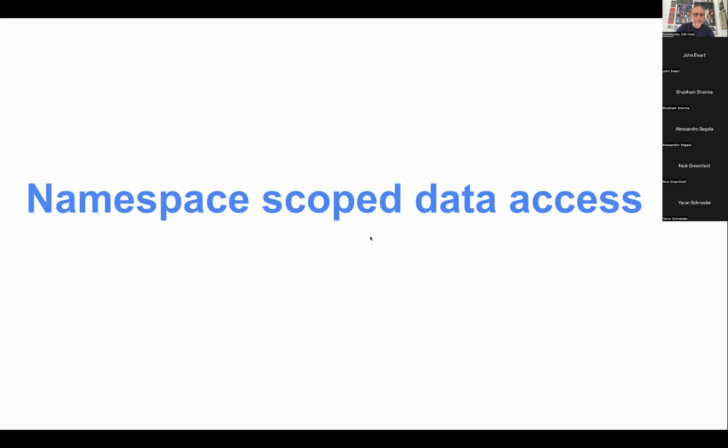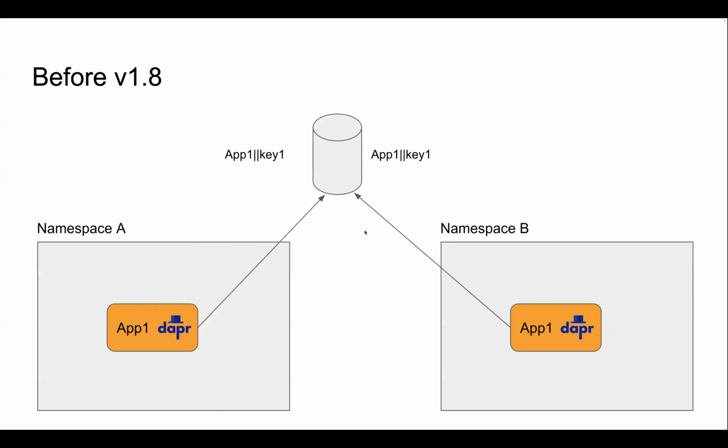Okay, so today we're going to talk about a new feature in 1.8 called namespace scope data access, and why do we need this and what does this do? So before 1.8, if you had 2 Dapr applications running in 2 separate namespaces, both of them having the exact same Dapr app ID, and for those of you who don't know what the Dapr app ID is, it's basically the identifier of a unique Dapr application within a namespace.